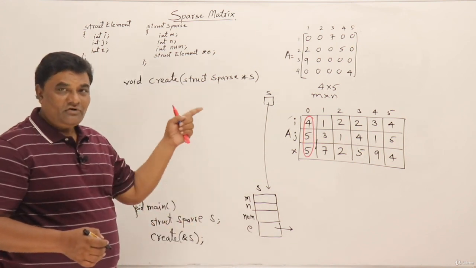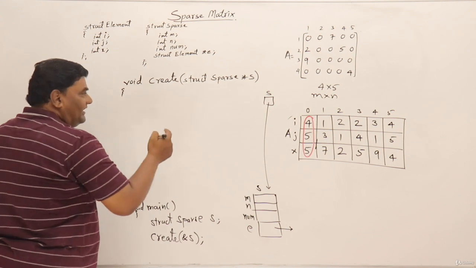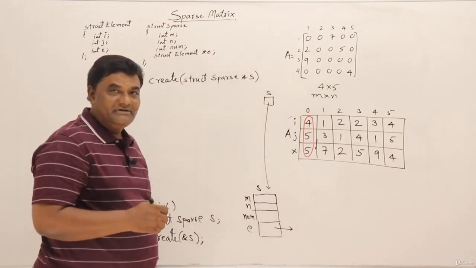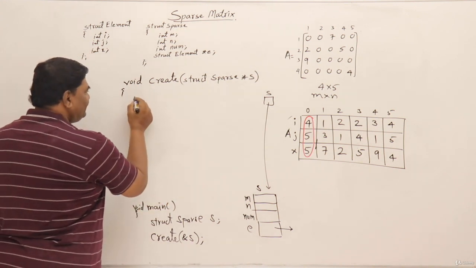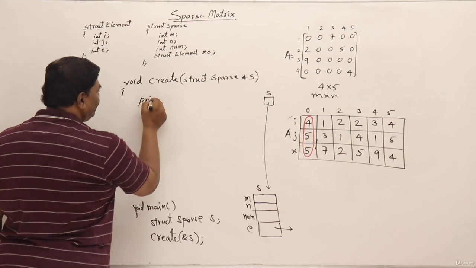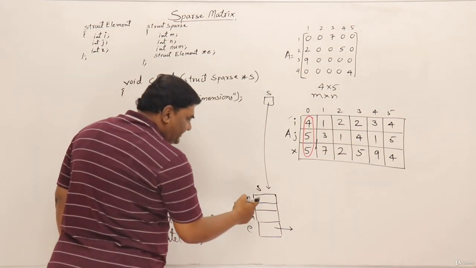So I will write the code for all those things. Let us write the very first thing. I want to know how many rows and how many columns there are, and how many non-zero elements there are. So let us ask for it and take it from the keyboard. Printf "enter dimensions", then read the dimensions. What are those? M and N.